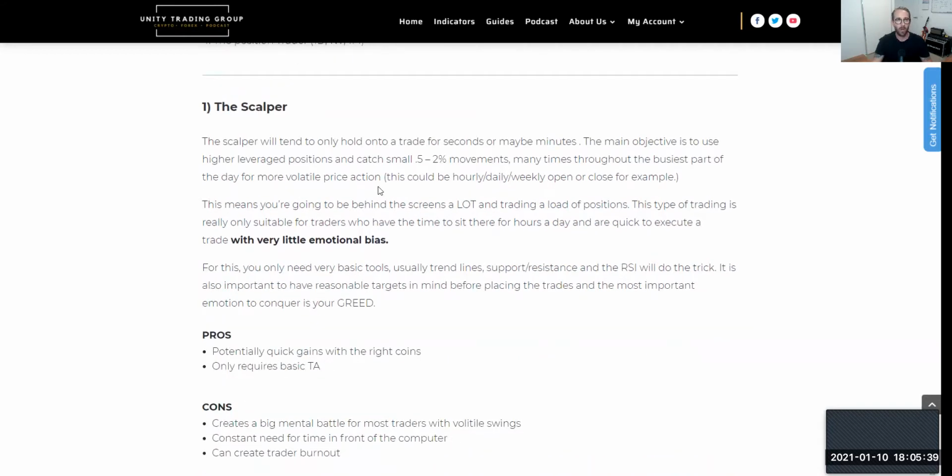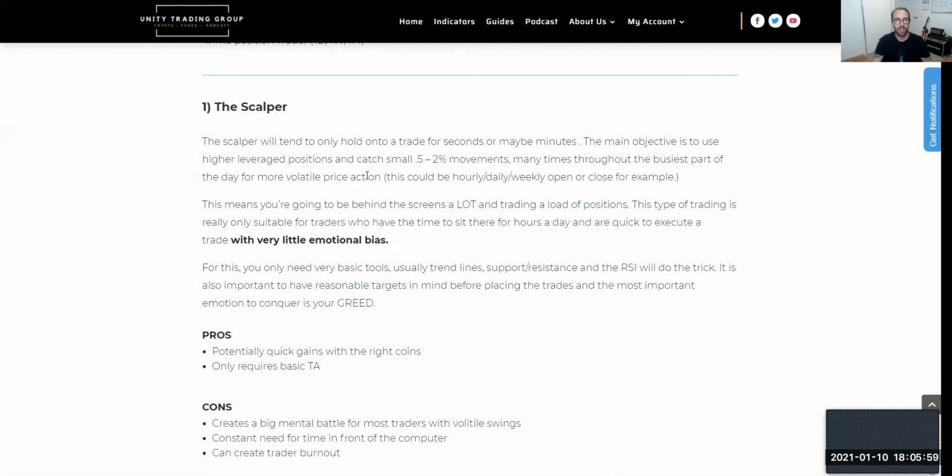So the scalper is someone who will take 10, 15, 20, maybe 30 trades a day, and will stick to maybe the 5, 10, 15-minute time frame and will seek 0.5%, 2%, maybe 3% movements multiple times a day throughout their trading time.